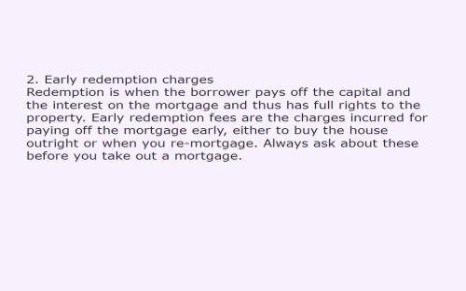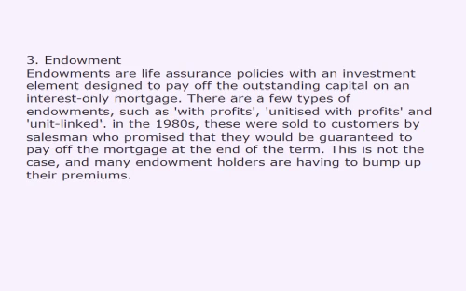3. Endowment. Endowments are life assurance policies with an investment element designed to pay off the outstanding capital on an interest-only mortgage. There are a few types of endowments, such as with profits, unitized with profits and unit-linked. In the 1980s, these were sold to customers by salesmen who promised that they would be guaranteed to pay off the mortgage at the end of the term. This is not the case, and many endowment holders are having to bump up their premiums.